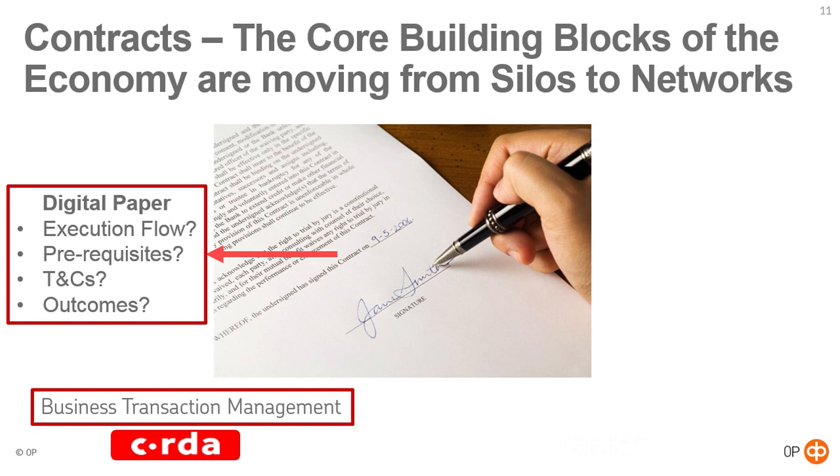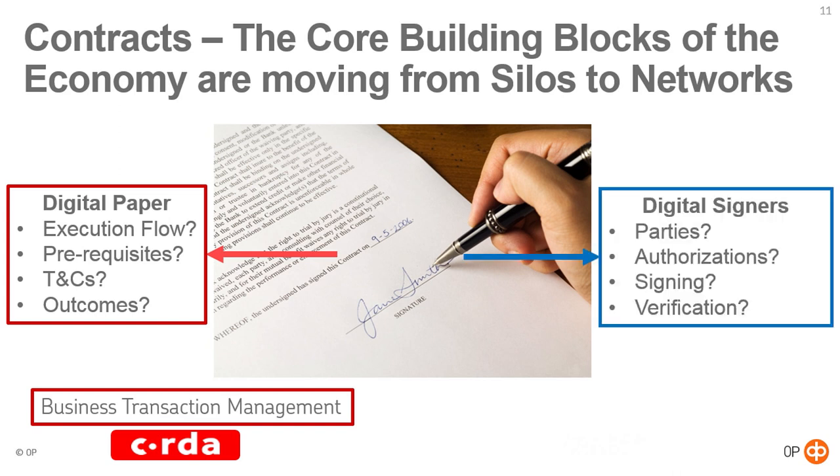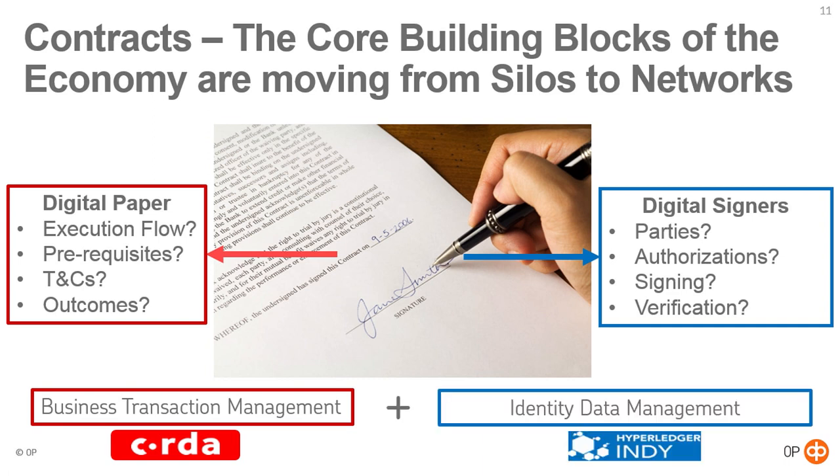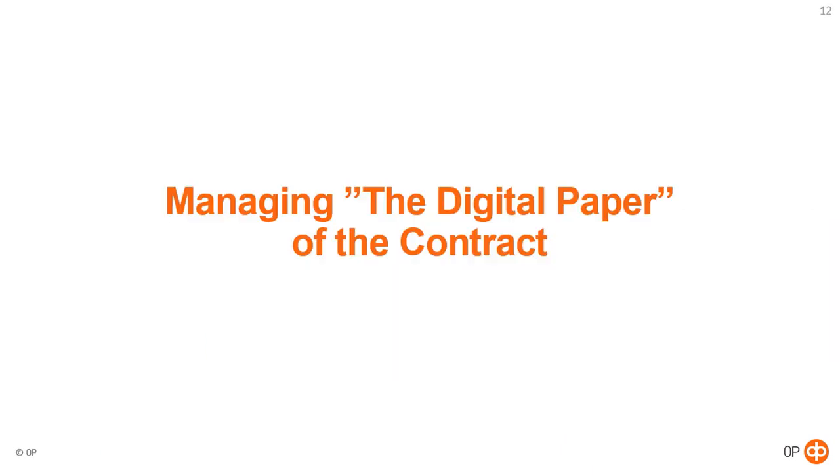The other thing that we need to digitalize to make contracts fully digitalized is the signers. And here we need to have a solution that answers questions like: who are the parties of the contract? How do I know that I'm dealing with the right party? How do I know if this party has been authorized to sign this thing? How is the signing actually done, and how can you verify an existing signature? And to manage this side of the solution, we have a thing called self-sovereign identity management, and the technology that we used in the project was called Hyperledger Indy. I have a few slides about the building blocks on both sides.